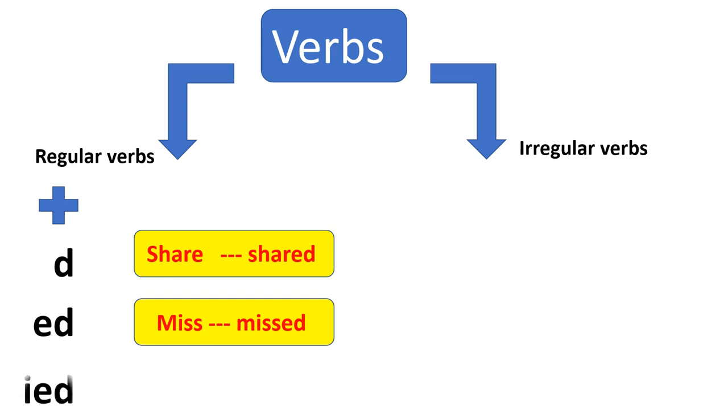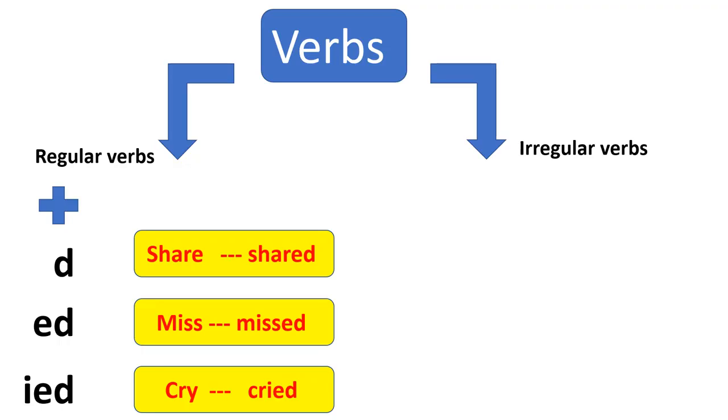And sometimes we add IED for verbs that end with a consonant and Y. We change the Y into I and we add ED. Cry, cried. We change the Y into I and add ED. These verbs are regular. Now go to part 2, irregular verbs.